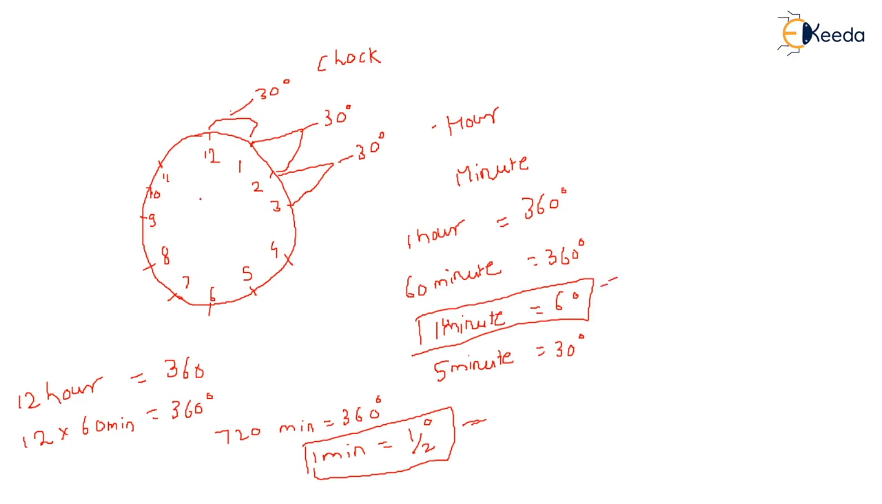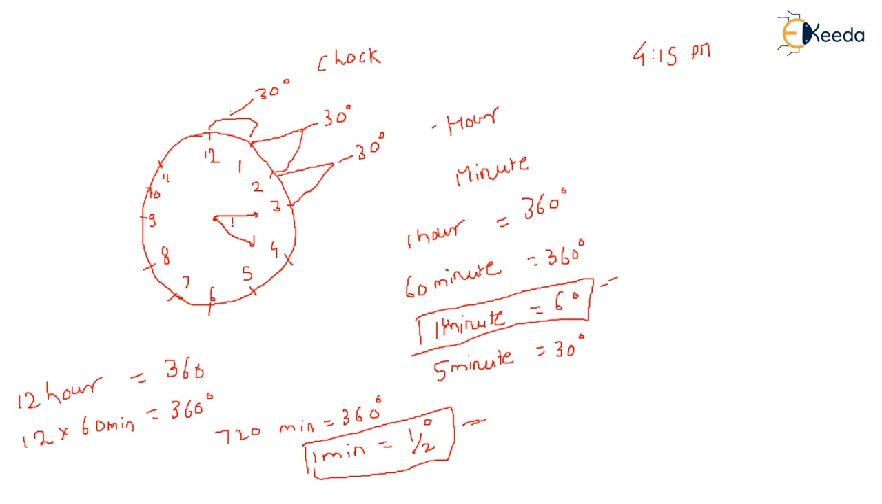This is the thing, and the difference between two consecutive numbers is 30 degree. So this is how you need to understand this concept. On the basis of it, we will find out various things now. So suppose there is a time 4:15 p.m. and they ask you to find the angle between minute hand and hour hand. So 4:15 means 4 is somewhere here and 15 is somewhere here, right?